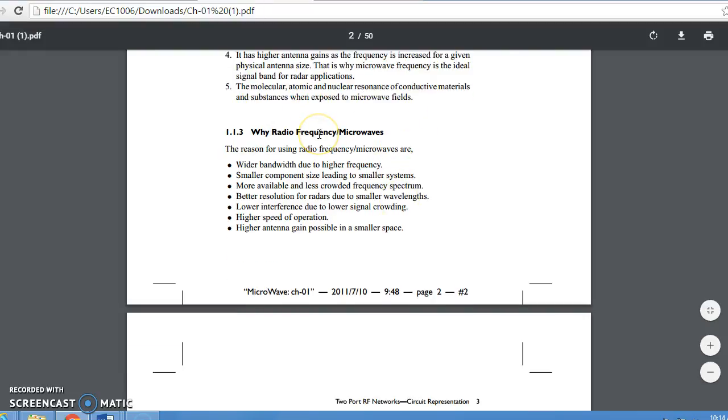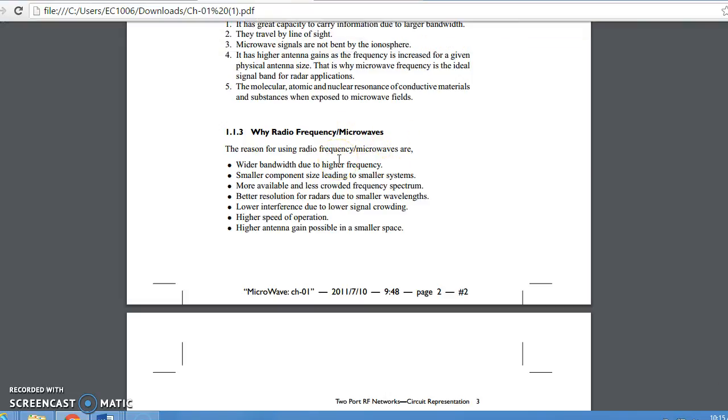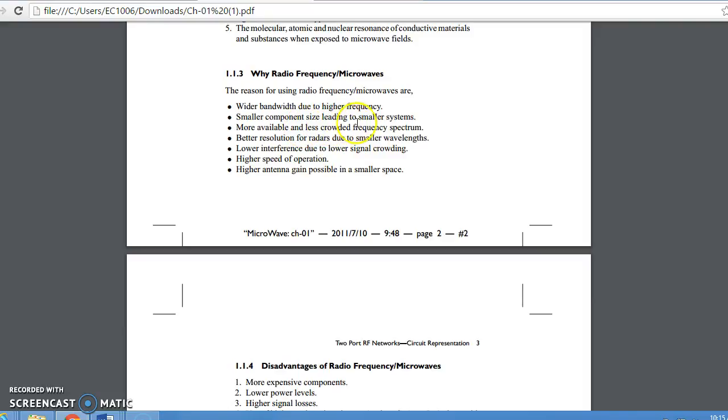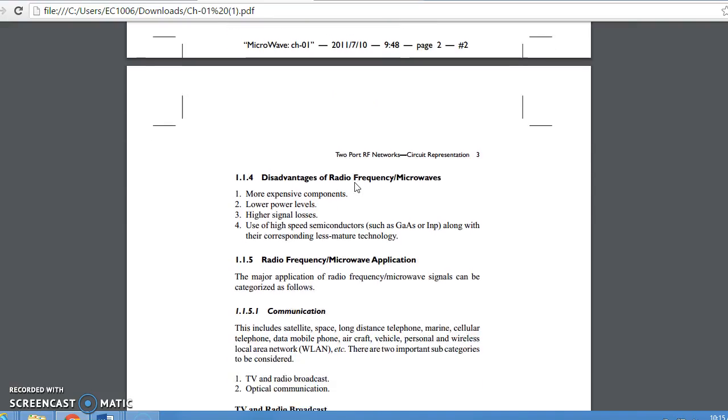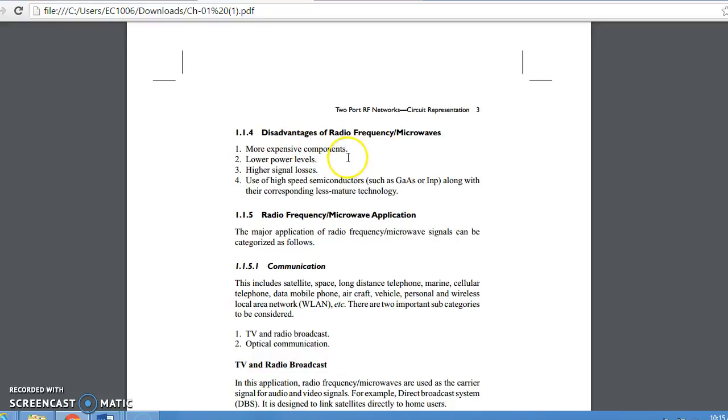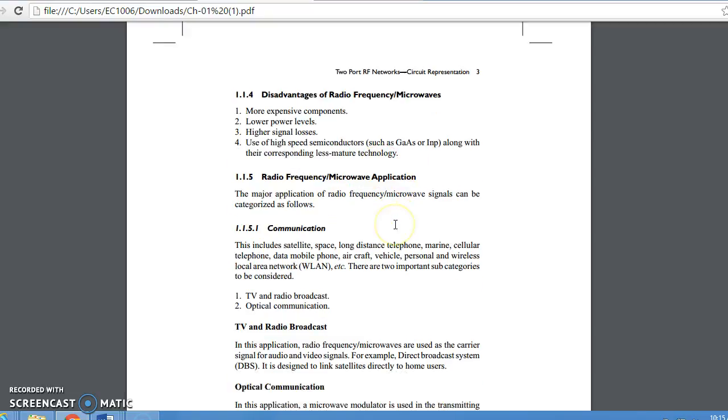So what are the reasons to choose microwave as well as radio frequency? They offer a wider bandwidth due to high frequency, small component size leading to smaller systems, a more available and less crowded frequency spectrum, better resolution for radars, low interference due to low signal crowding, high speed of operation, and higher antenna gain in smaller space. Disadvantages: components are more expensive, low power levels, higher signal losses, and the use of high speed semiconductors along with their corresponding less mature technology.